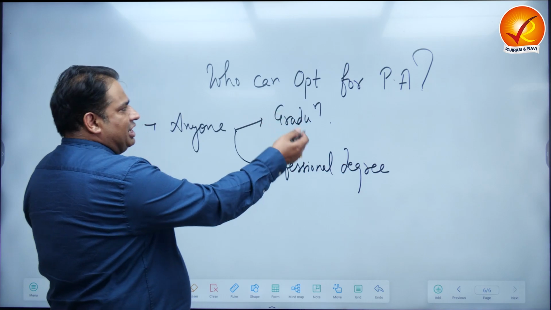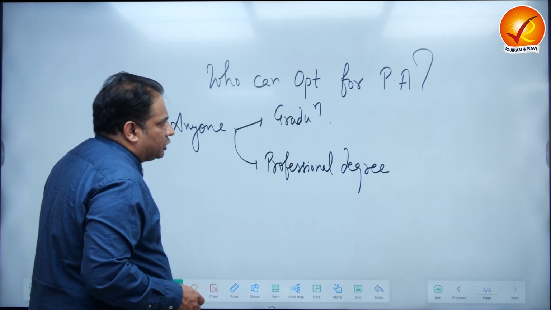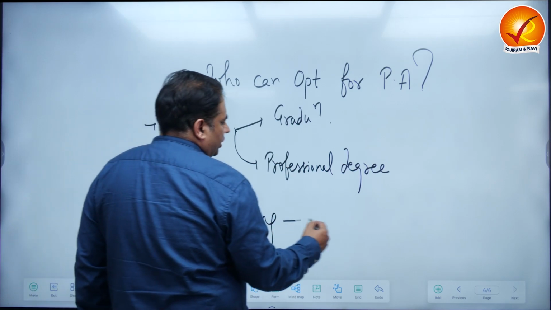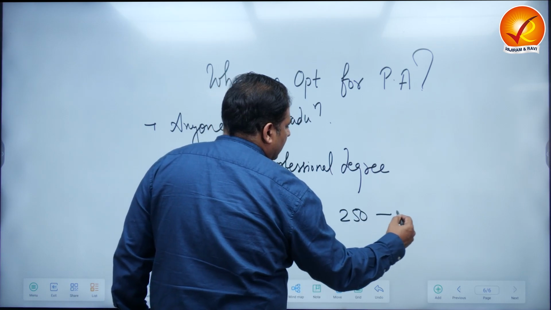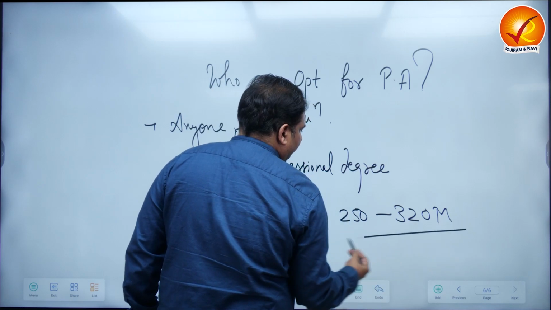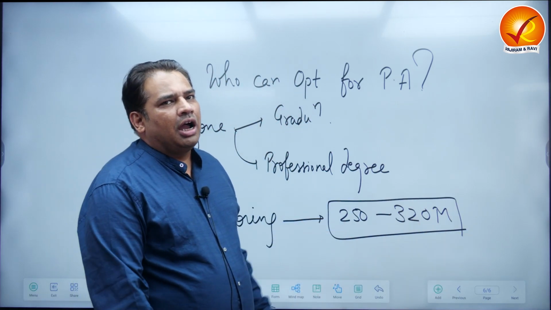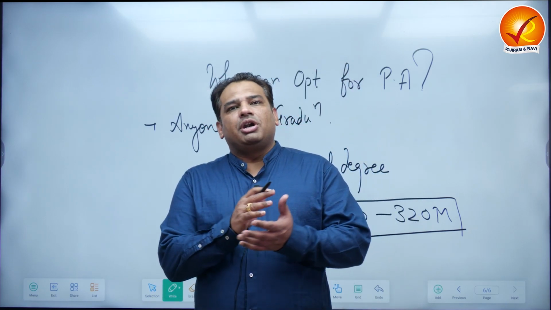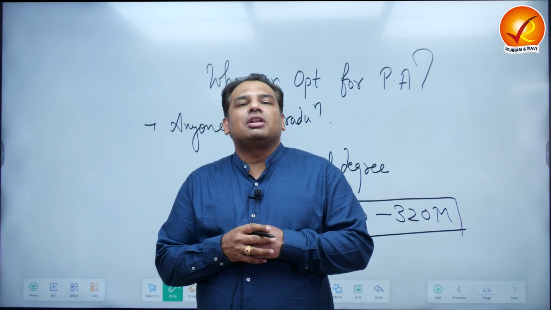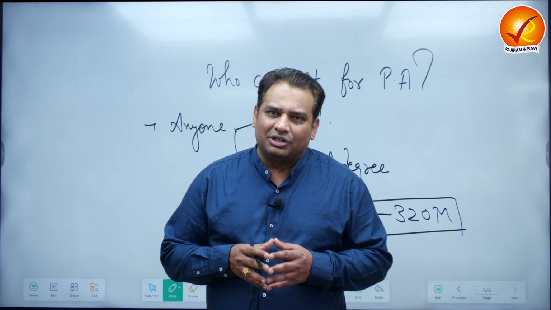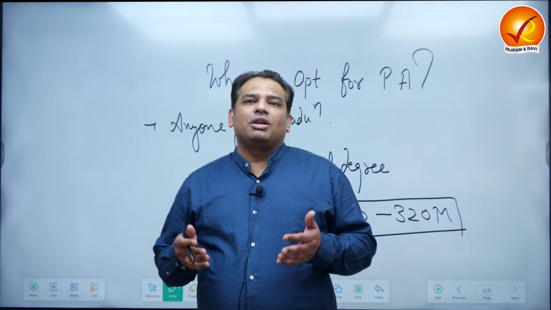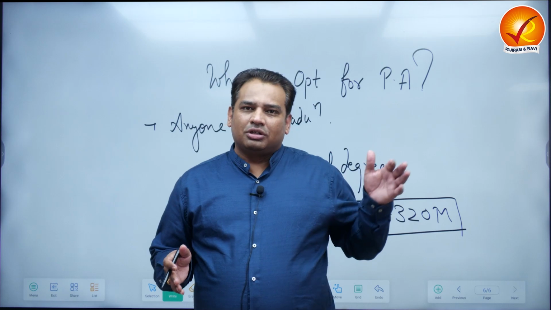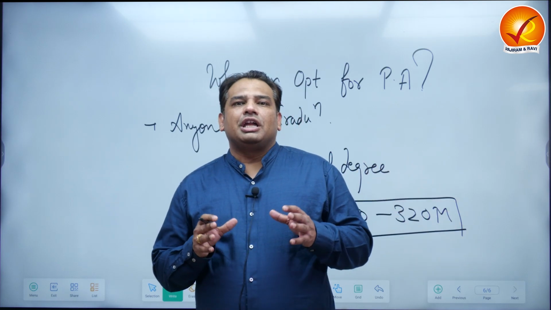So anybody can opt for this public administration optional, and the scores within the optional can range between 250 to 320 marks. It all depends upon how organized answers you have written, plus how you have dealt with the requirement of the question. So in this way, you can think about the optional subject public administration. For further details, you can please scan the QR code and find all the details about the discussions we have just made in this video.